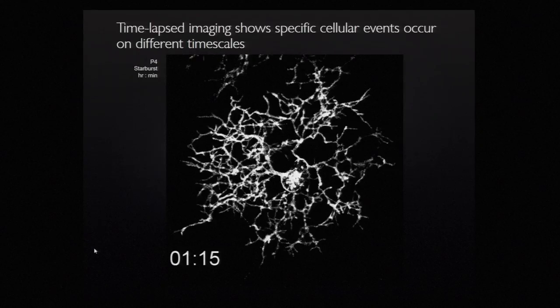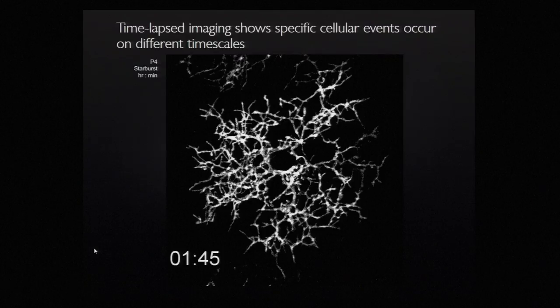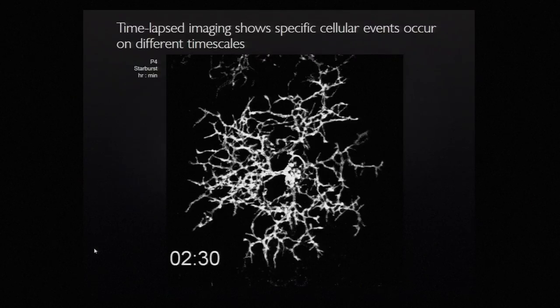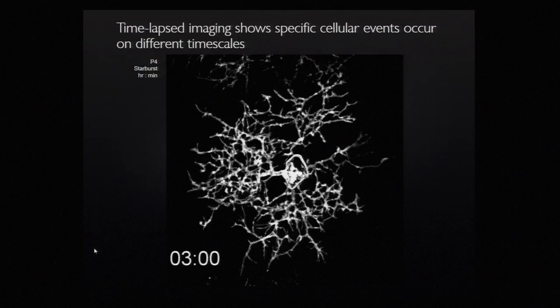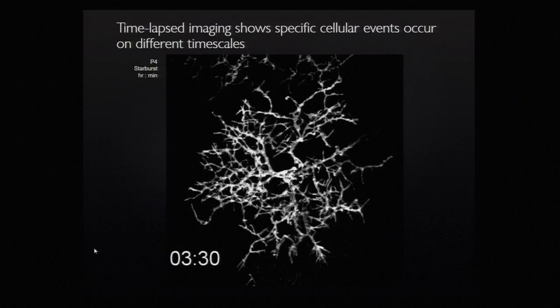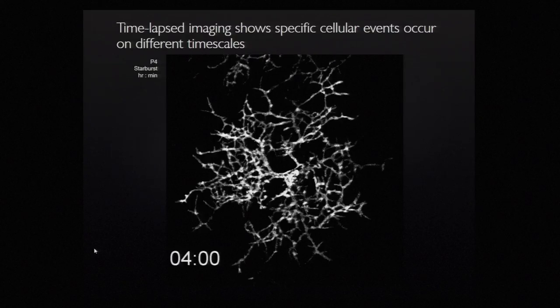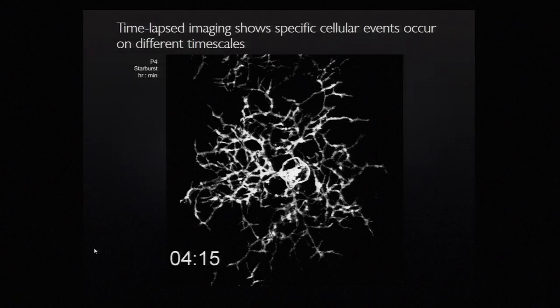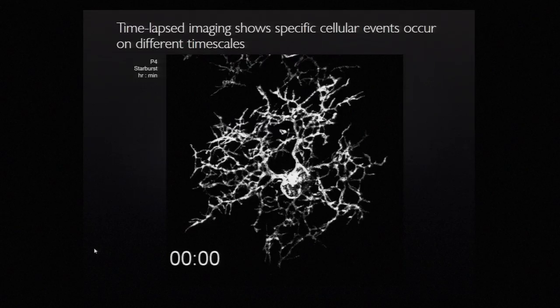So I hope you can appreciate here how much remodeling is occurring within the neuron. And although there are points that are being extensively remodeled, there are points that are stabilized, that I hypothesize will become the primary branches that are stabilized.